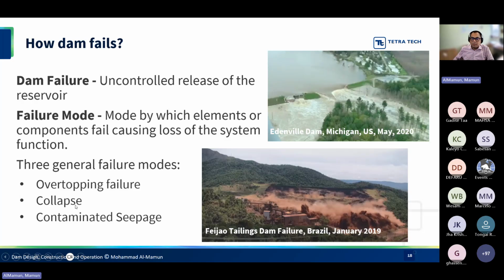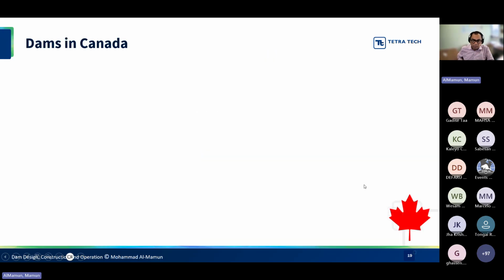And then the other thing is collapse. Collapse means the actual dam structure, either because of weakness, structural issues, seepage issues, or foundation issues, the dam itself starts to collapse. First the dam collapses, and then it loses the containment. One of the recent failures happened in Brazil, in the mining industry, and caused somewhere above 200 fatalities. So it's a major recent catastrophic failure that we have observed.